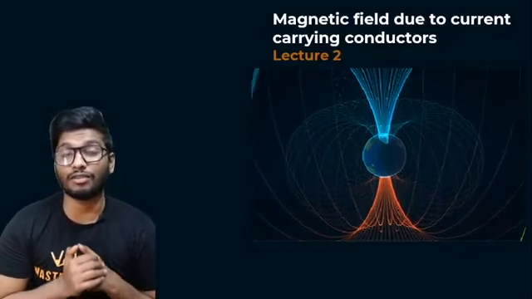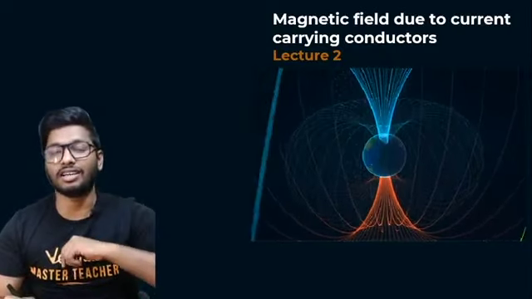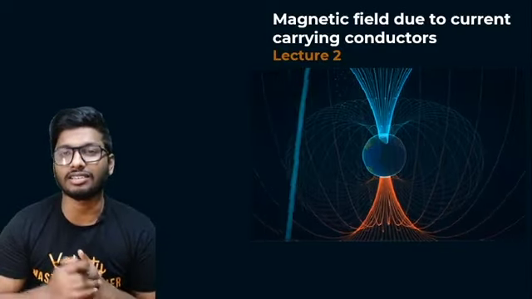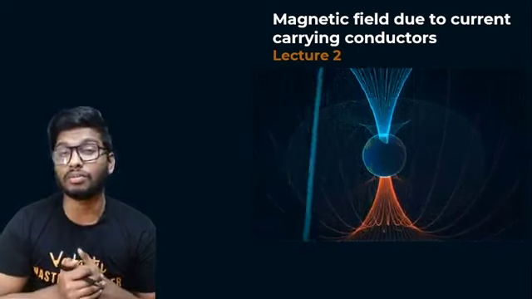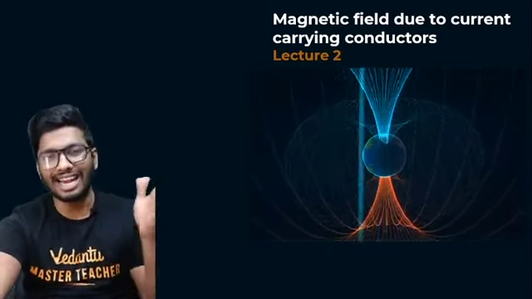This is going to be magnetic effect of electric current session number 2, where we'll be talking about the magnetic fields due to the current carrying conductor, a straight current carrying conductor, a circular loop current carrying conductor, and also a solenoid as well. So without any further delay, let us get into it.